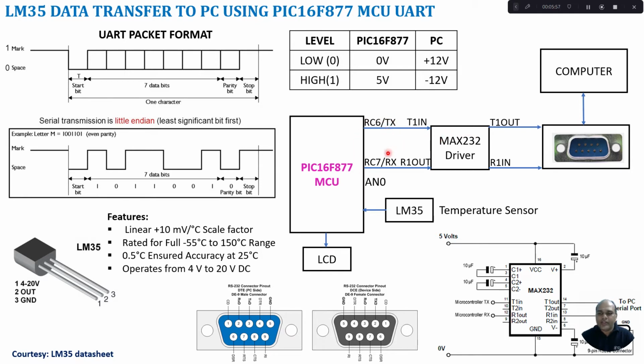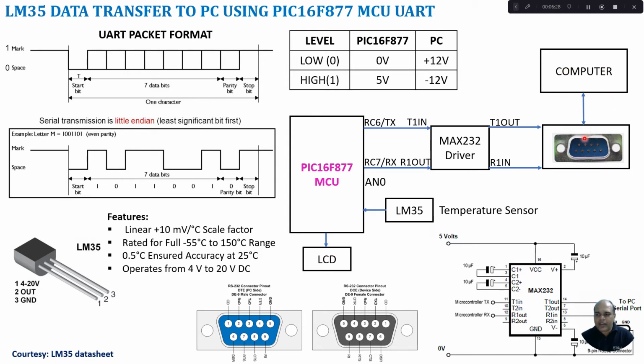The transmitter and receiver lines for your UART protocol are available on RC6 and RC7. RC6, with its dual functionality, is the transmitter line of your UART. RC7, with its dual functionality, is the receiver line of your UART. The MAX232 driver doubles the voltage and also inverts it, and the signal goes to your DB9 connector. This DB9 connector gets connected to your computer.